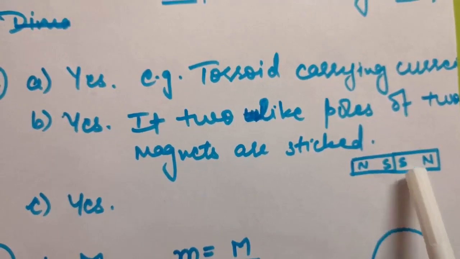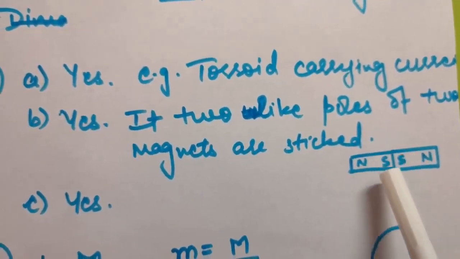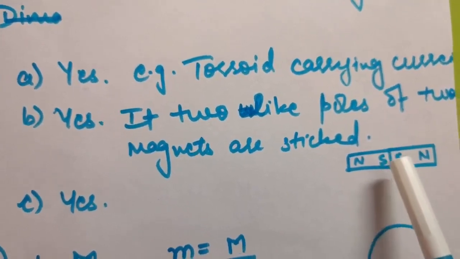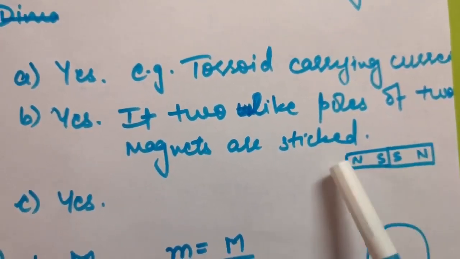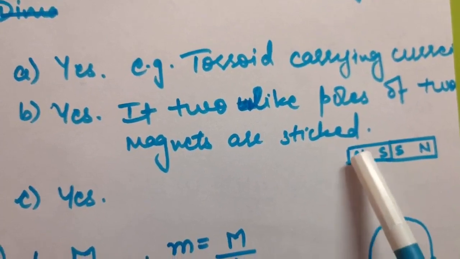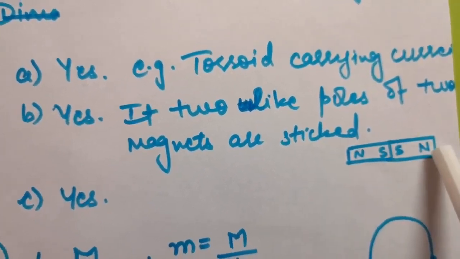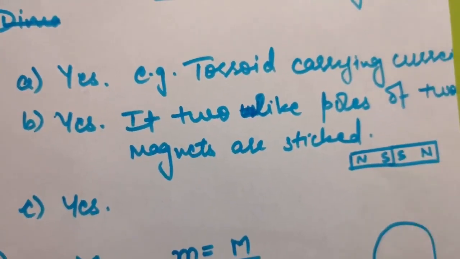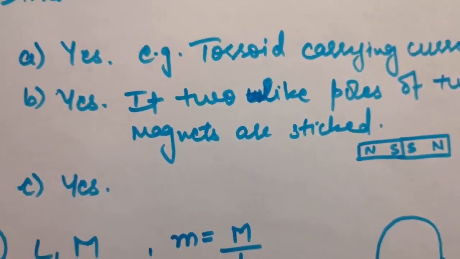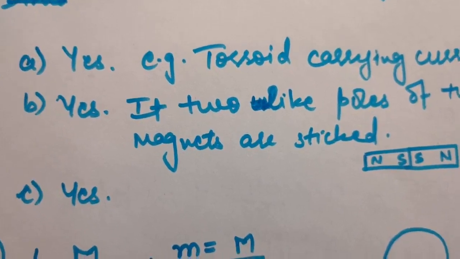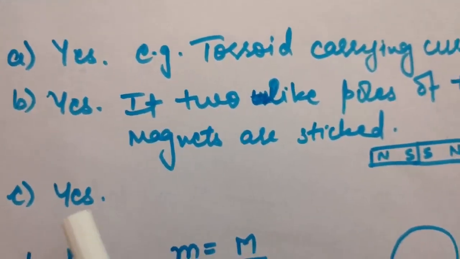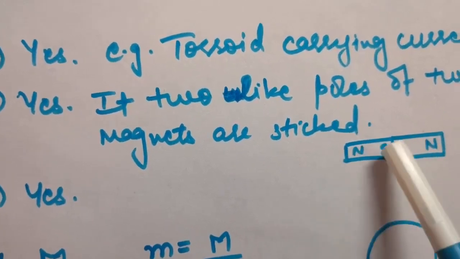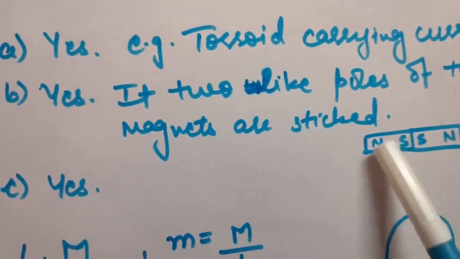Suppose you have two magnets and you paste two similar poles of those magnets with glue, that is, south and south are pasted with glue. Now if you consider this as a magnet, this will be a magnet with north and north poles at the ends. So this becomes a magnet with two similar poles. The third part asks if it is possible to have a magnet which has three poles. Again the answer is yes, and the example is this one only. If you see, this is north, this is south, this is north, so we have three poles in this magnet.